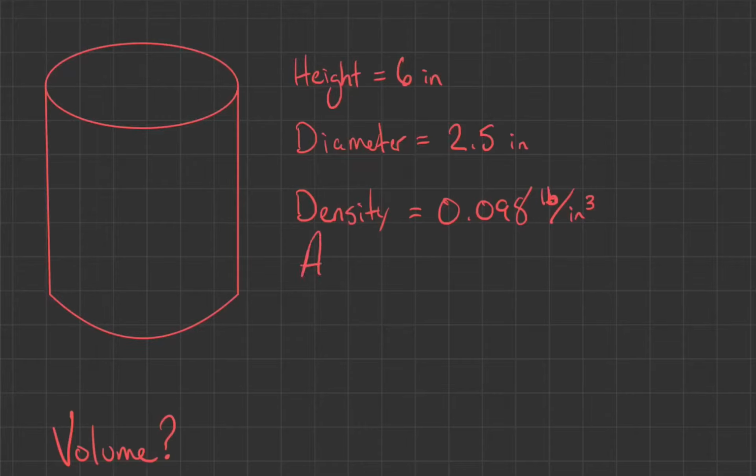So that means it has a density of 0.098 pounds per inches cubed, so per cubic inch. Okay, so the first thing that we need to figure out is what is its volume.